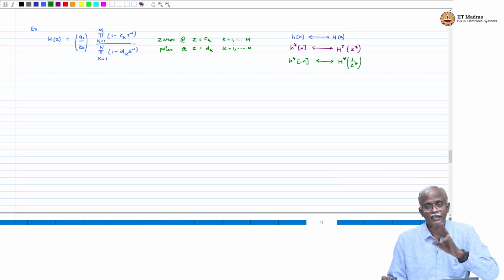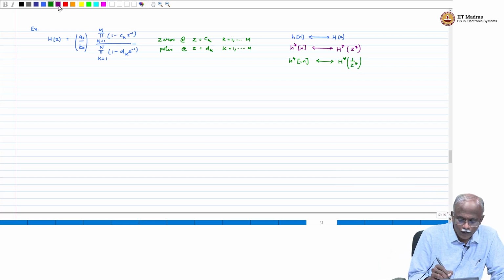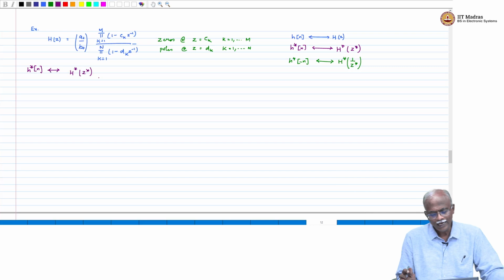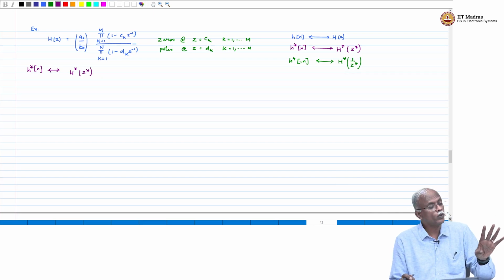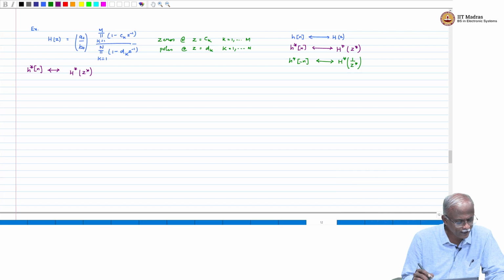Three important cases that we have obtained. Now let us look at the corresponding transfer functions. So this is h conjugate of n. We got a Z transform which is given by h conjugate of z conjugate. Now I want to know where are the zeros and poles of this transfer function which corresponds to the Z transform of h conjugate of n. So no problem, we will compute it.